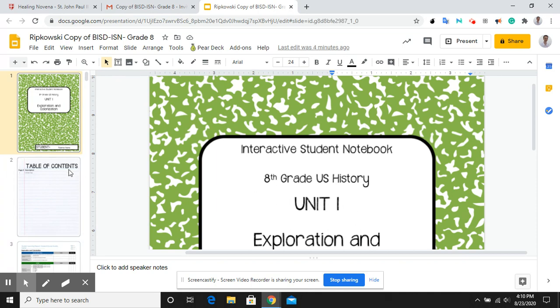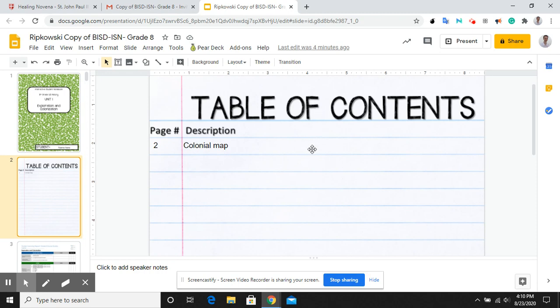If we come to the next page, we have the table of contents. The table of contents is going to tell you on what page or slide something is, and this is just giving an example. So for example, page 2, colonial map. Every time we do something, we're going to come here and put it in there.